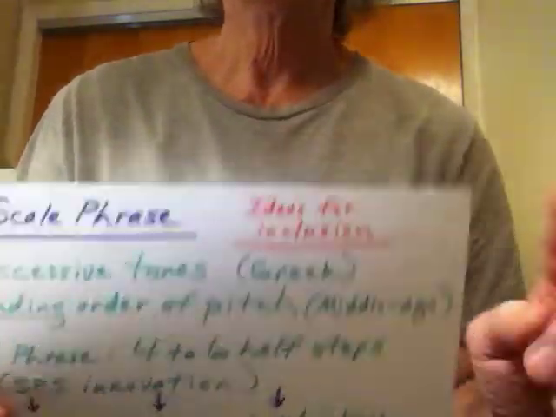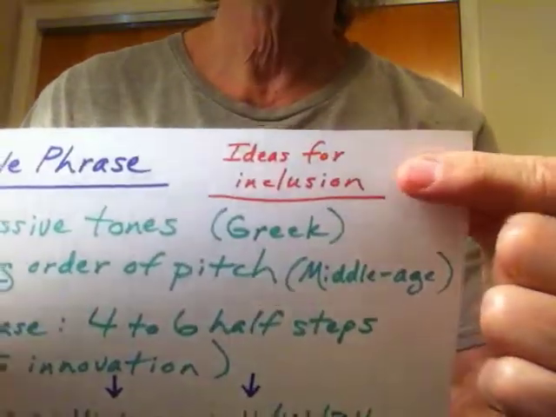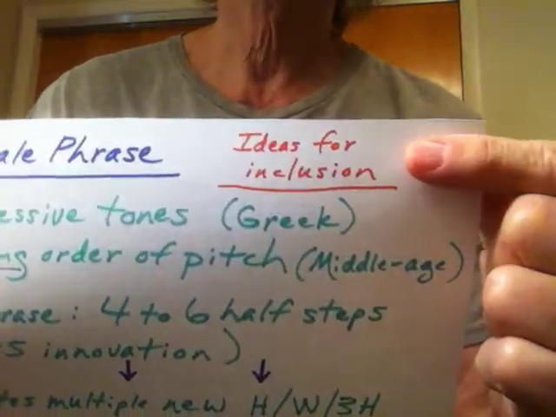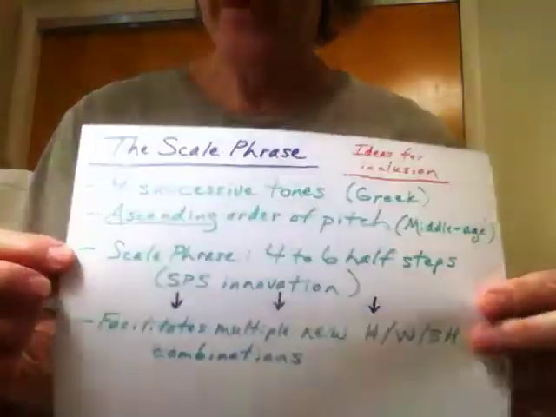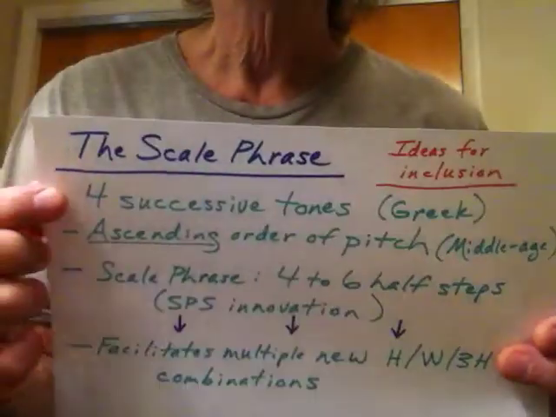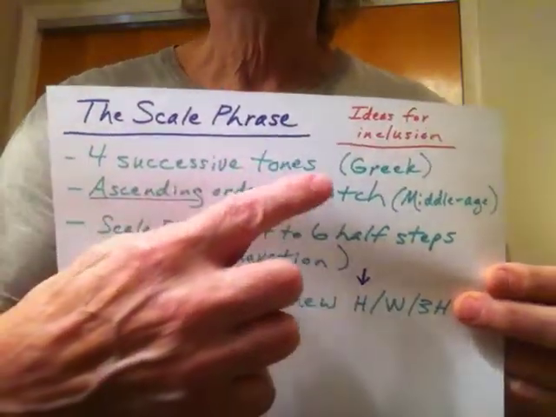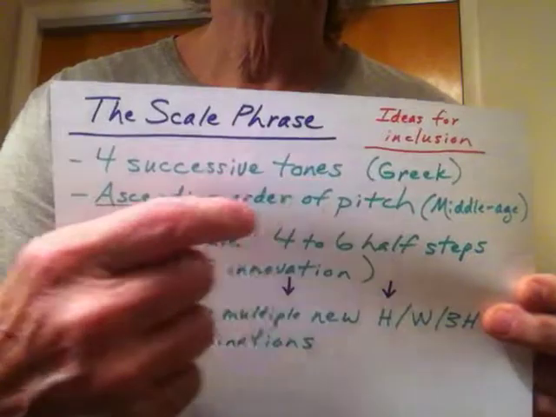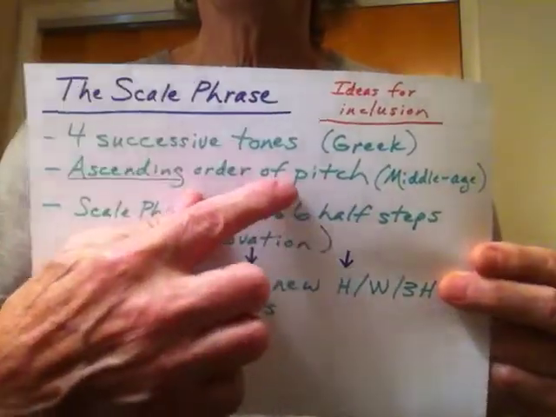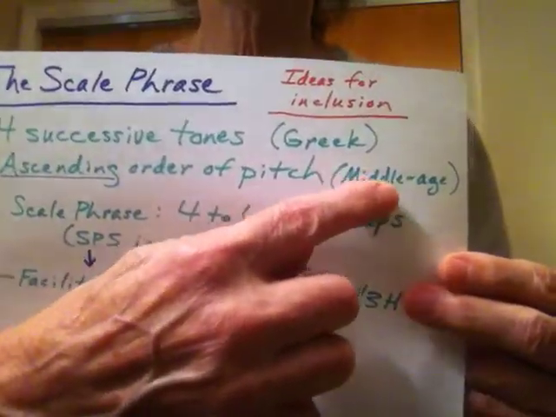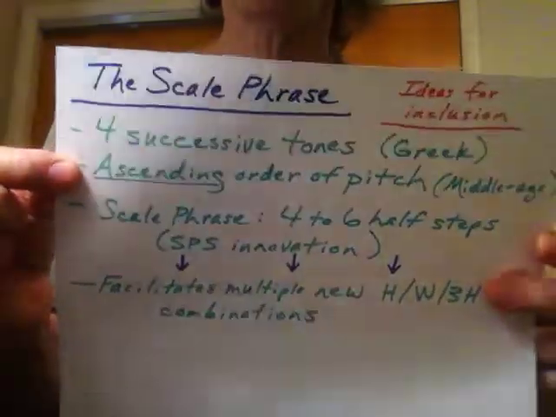So I created what I called the scale phrase, but to do it I had to keep some old ideas, and I had to consider those ideas for inclusion. What do I want to include in my system? And of course, what do I want to scrap? What do I want to get rid of? So I ended up with this. I ended up with 4 successive tones. Okay, we got that from the Greek theorists. Then I chose the ascending order of pitch, which we received from the Middle Age theorists. Okay, ascending order of pitch.